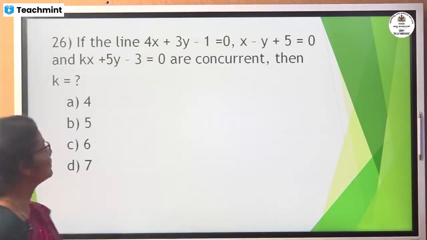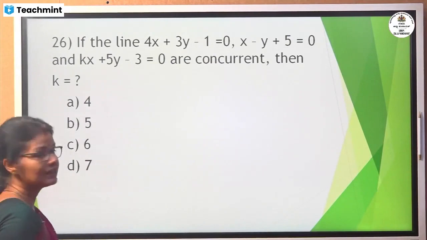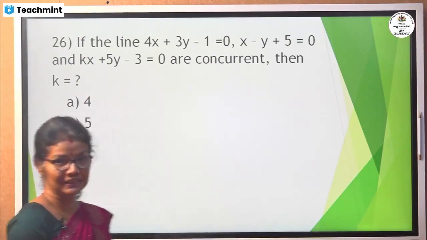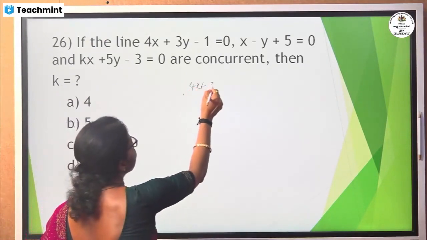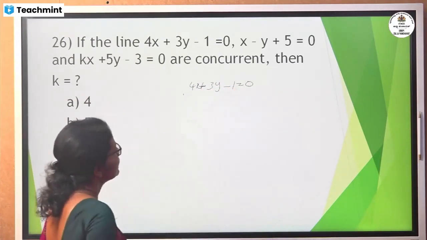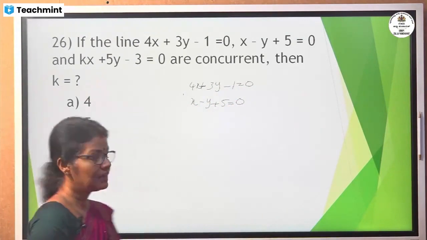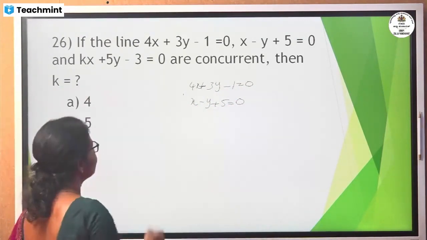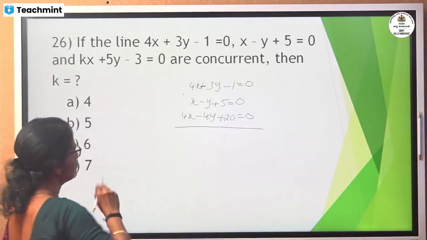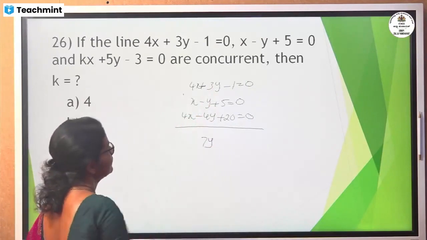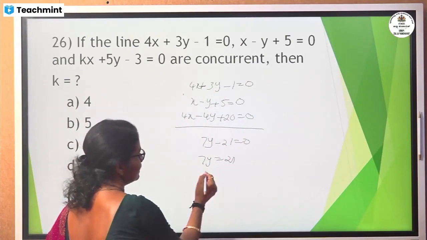Next question. If the lines 4x plus 3y minus 1 equal to 0, x minus y plus 5 equal to 0 and kx plus 5y minus 3 equal to 0 are concurrent, then k is. Here also we'll consider two lines, 4x plus 3y minus 1 equal to 0 and x minus y plus 5 equal to 0. We'll simplify this using the elimination method and substitute the same point in the third equation to get the value of k. So this is 4x minus 4y plus 20 equal to 0. If we subtract, x vanishes, 3y plus 4y is 7y, minus 1 minus 20 is minus 21 equal to 0. So 7y is 21, y is equal to 3.